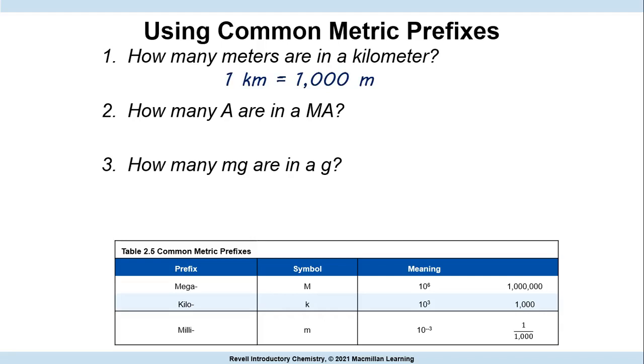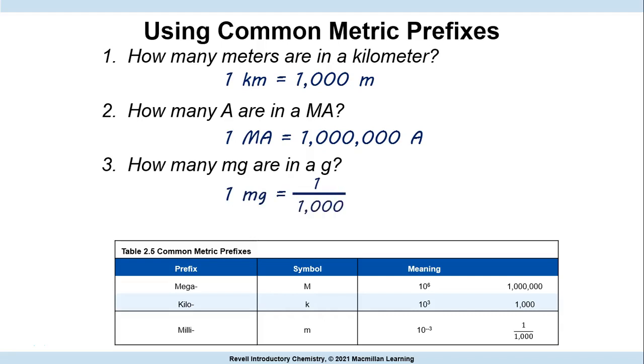How many amperes are in a mega ampere? So it is going to be 1 million. That is 10 raised to the power 6. So how many milligrams are in a gram? So if you are moving from gram to milligrams, how many milligrams are in a gram? You are going to have more of the milligram. So that is 10 raised to the power negative 3. So that is how you convert.